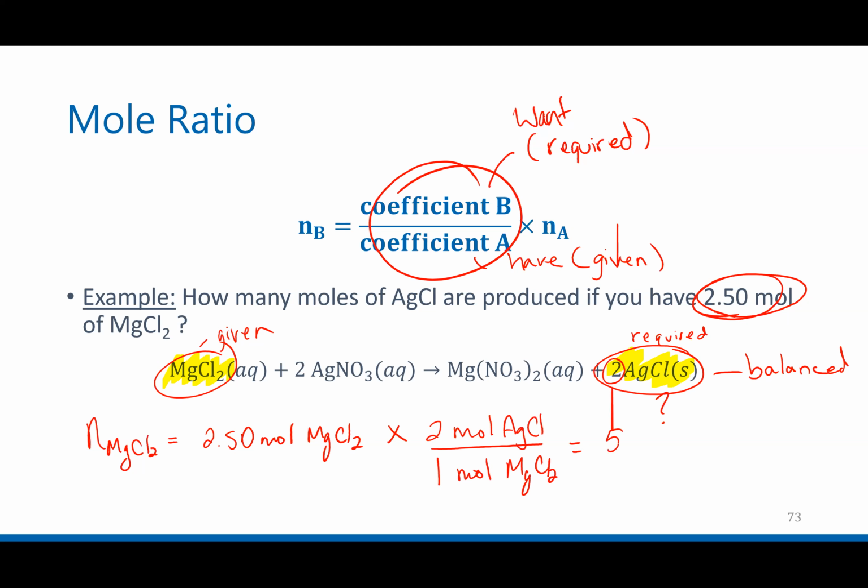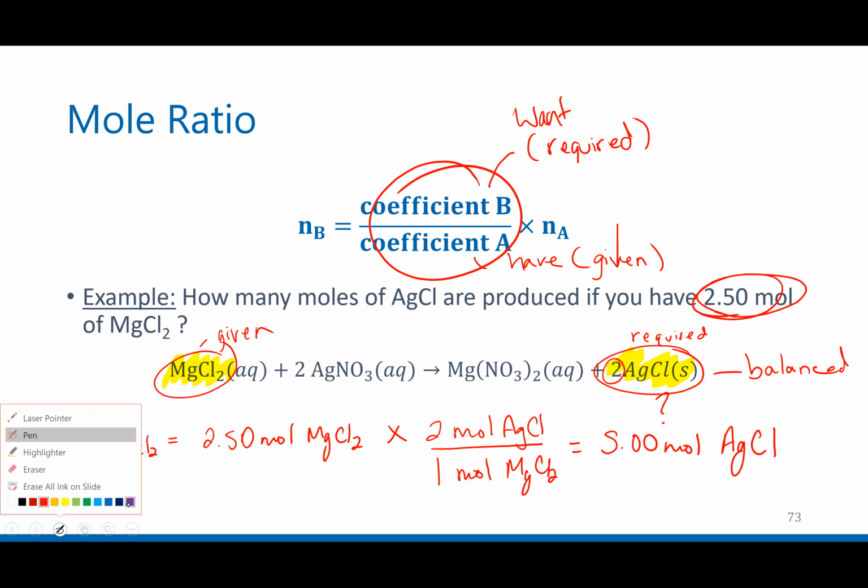So my answer is 5, keeping my significant figures, 5 moles of AgCl. Now, if you're a physicsy person, you're used to doing this in physics, you'll notice that the units cancel. My moles of MgCl2 cancel, and I'm left with AgCl, silver chloride.